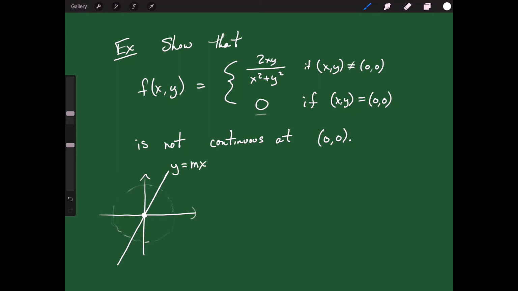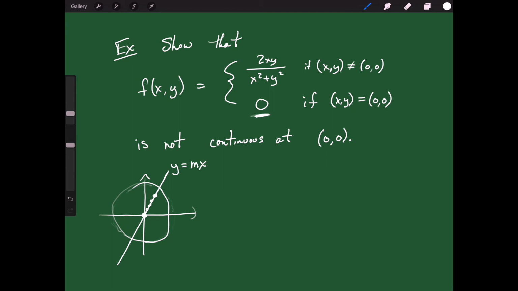So I'm going to say, if I'm walking along this path and getting close to 0, 0, then my functional value should also be getting close to 0. It should be, because I said if things are close to 0, 0, then their functional values should be close to 0.